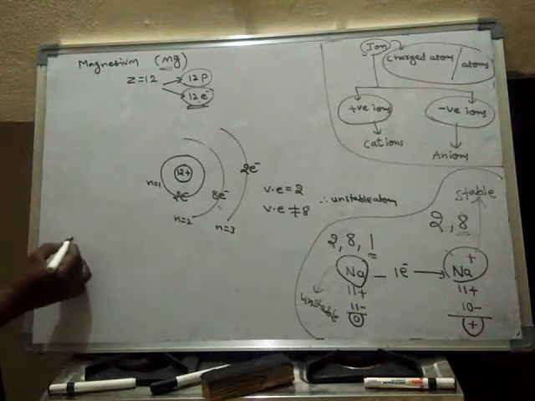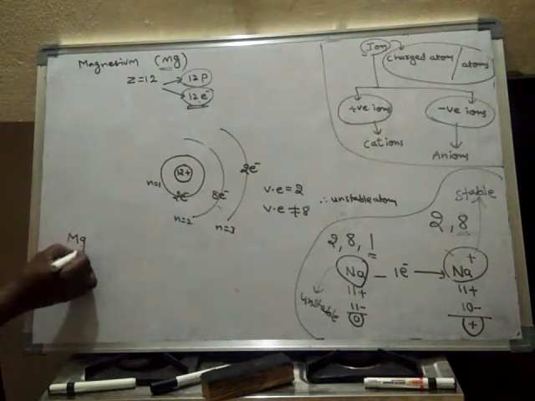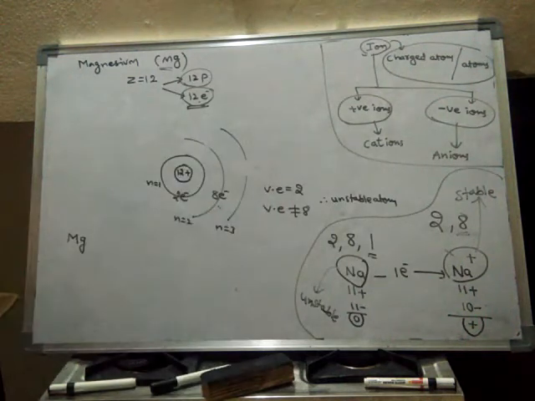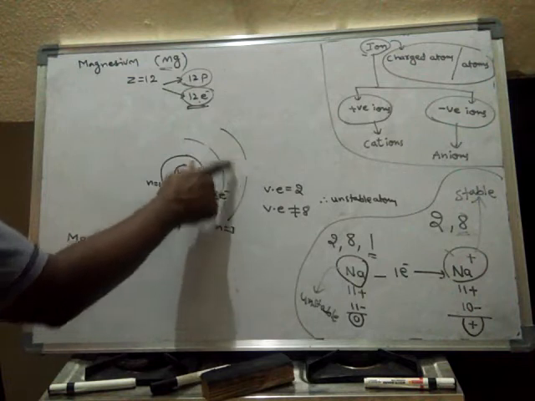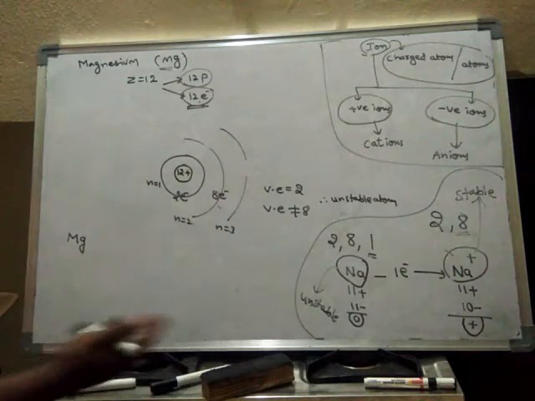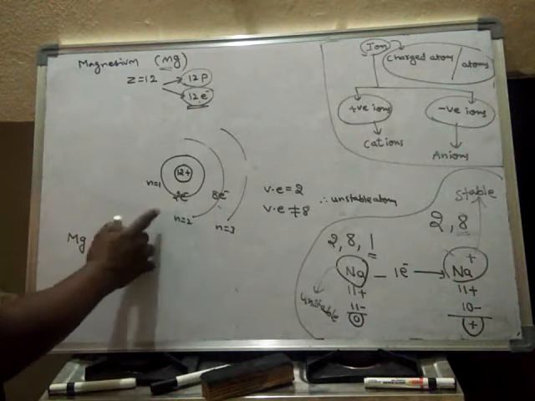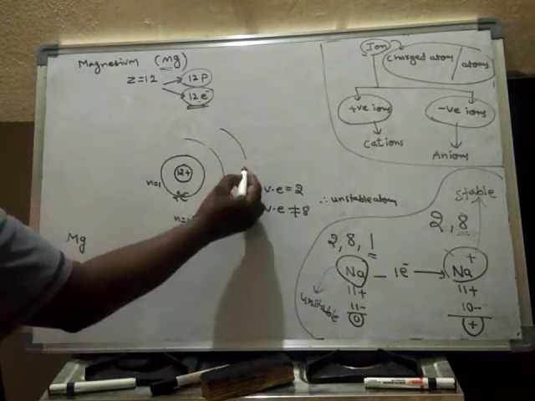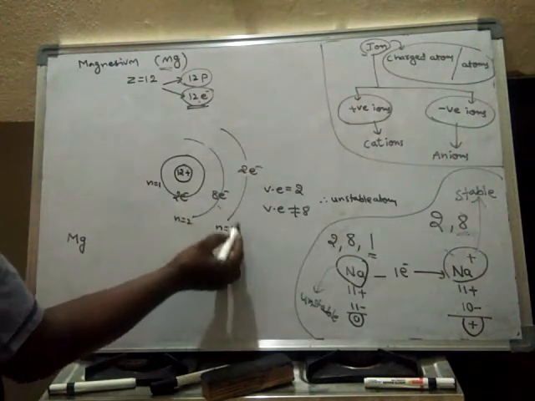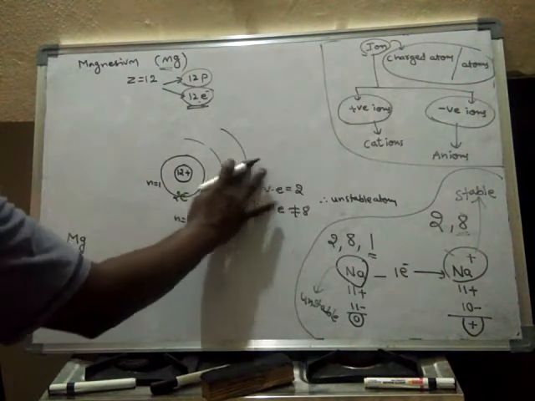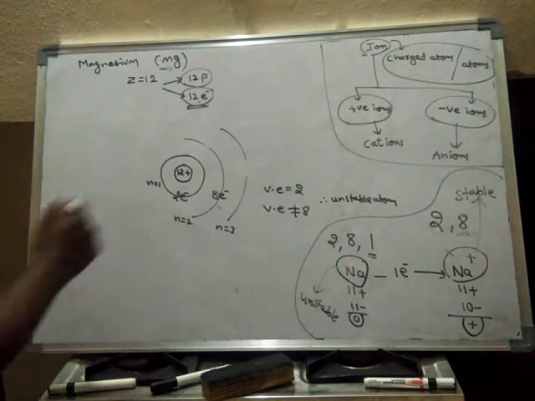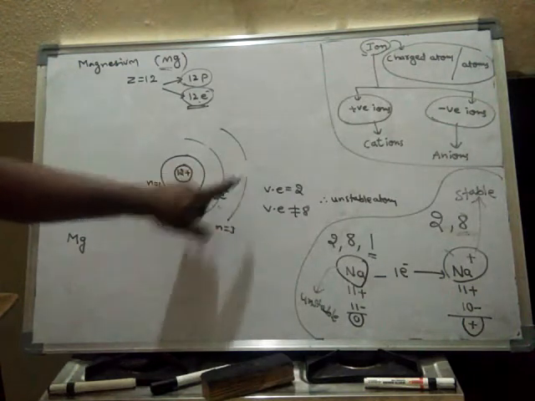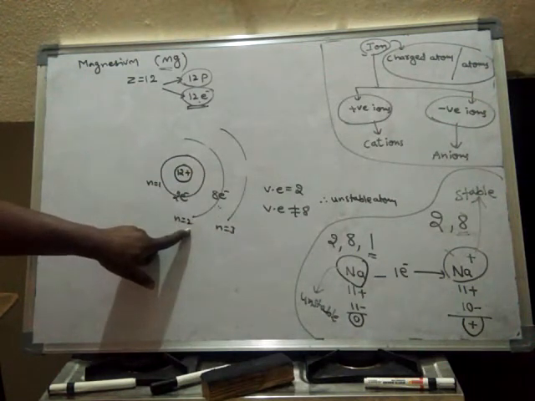How? Suppose here is magnesium, and suppose it loses these 2 electrons. Now it is not called an orbit because there is no electron. Only these 2 are the orbits, and out of these, this is the outermost orbit. Before that, if 2 electrons are present, then this is the outermost orbit. After losing these 2 electrons, the second orbit is the outermost orbit.